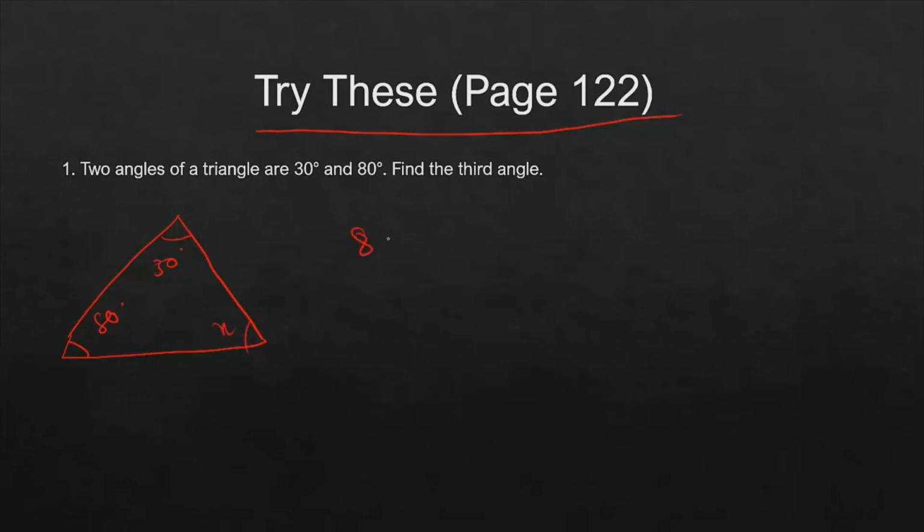So angle 80 plus 30 plus x is equals to 180 degrees. Through angle sum property of a triangle, angle x is equals to 180 minus 80 minus 30, which is equals to 70 degrees, and that's the answer. Next.